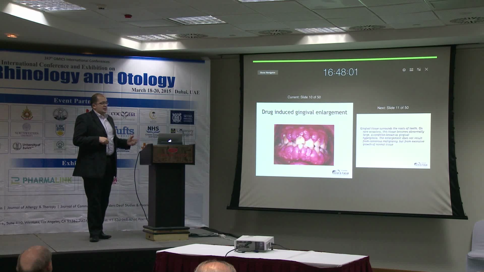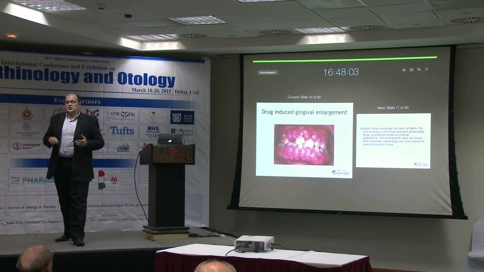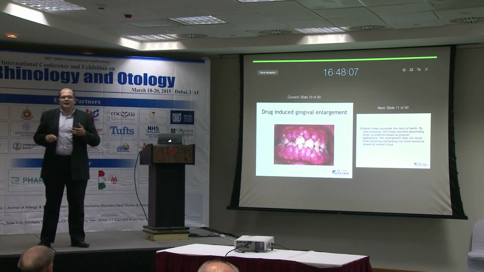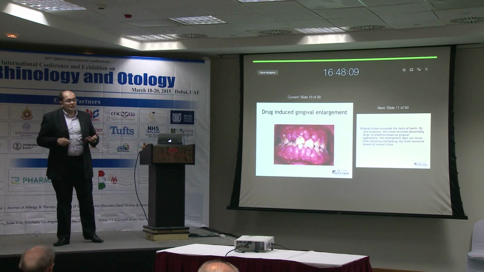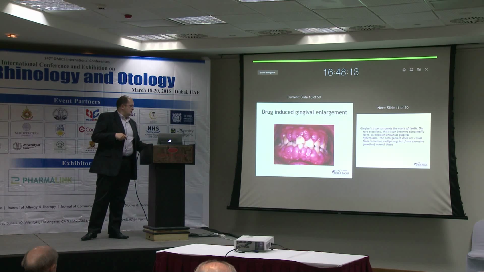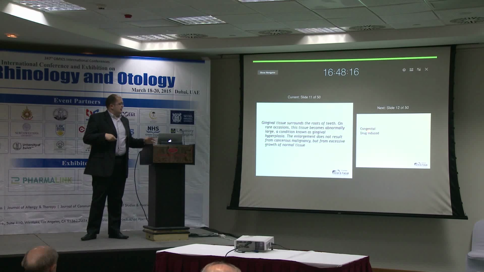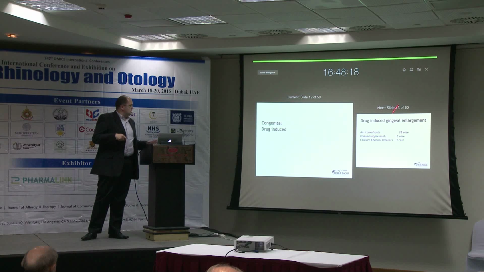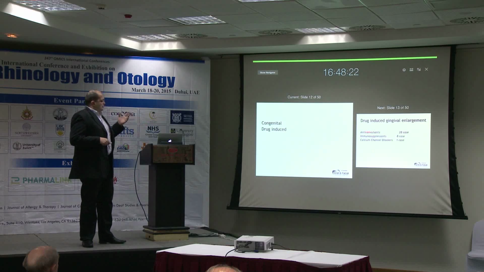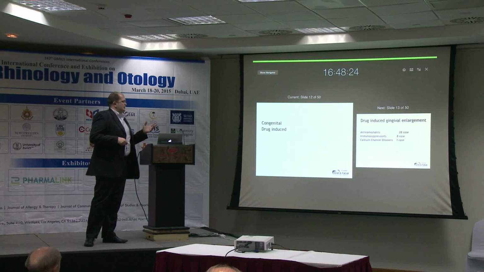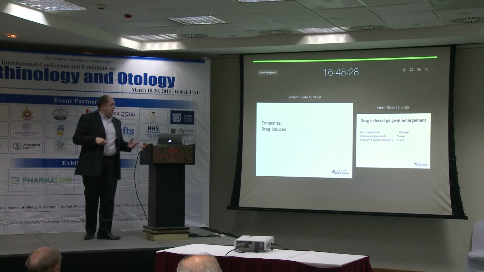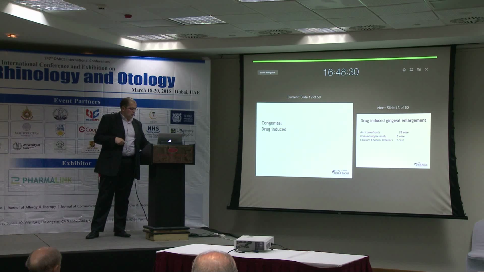Gingival enlargement is very bad for children. It can cause bleeding on eating, and it can even cause obstructive sleep apnea because of the large fibrous tissues. It can be congenital or drug-induced. Today in this series I present cases from anticonvulsants and from immunosuppressants, and from calcium channel blockers, only one case.